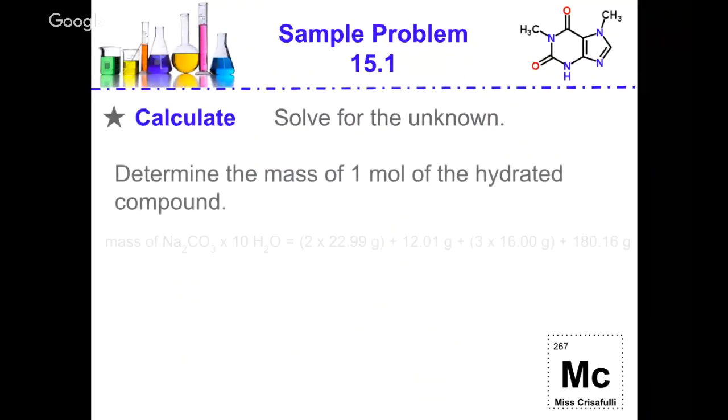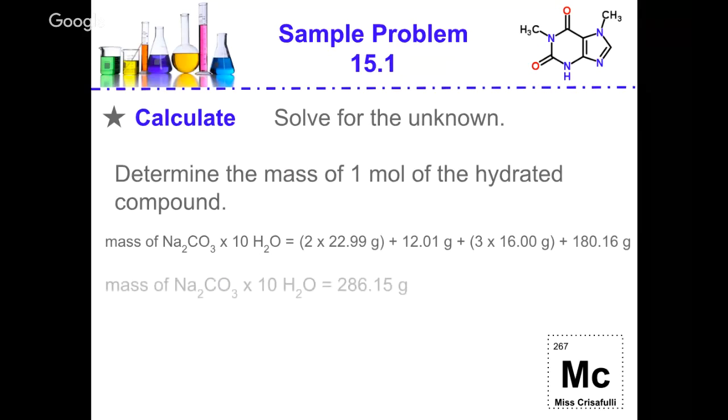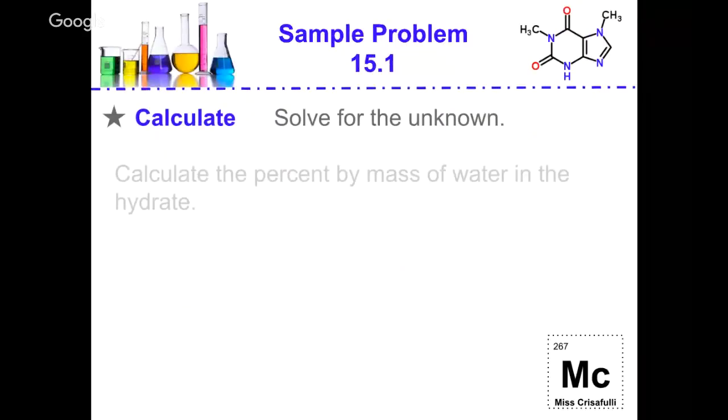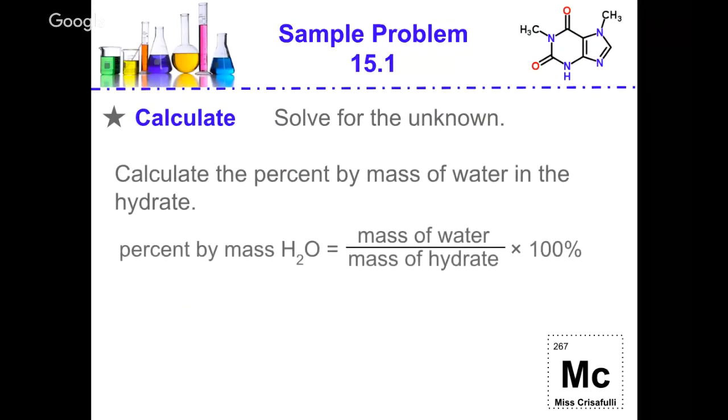Next, we're going to determine the mass of the whole compound. So we have to determine the molar mass of the whole compound, including the water. You can see at the very end, I added that 180.16. So this is 286.15 grams as the molar mass for that entire compound. Now we're going to calculate the percent. So we're going to take the mass of the water over the mass of the hydrate. Notice our grams both cancel. We're left with about 62.94%.